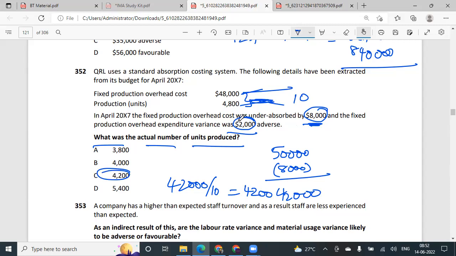Yes. Now look, we have to do this step by step. 2,000 adverse, so we now know the actual fixed production overhead. Then it was under-absorbed, so remove the effect of under-absorption. We removed it. Now once we have removed it, we just divide it by our rate, and once we divide it by the rate, we'll get the actual number of units. Is that clear? Yes, sir.